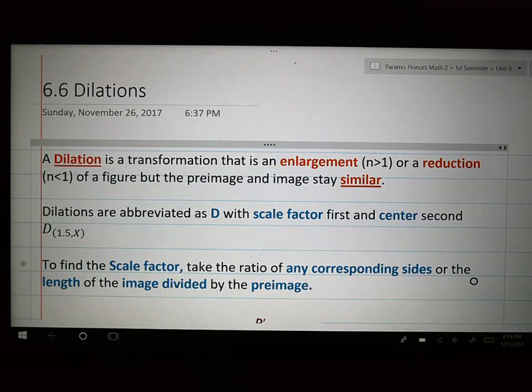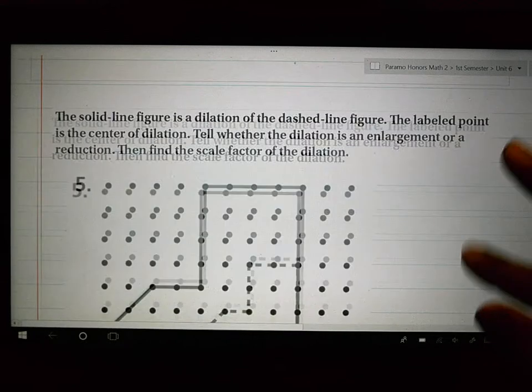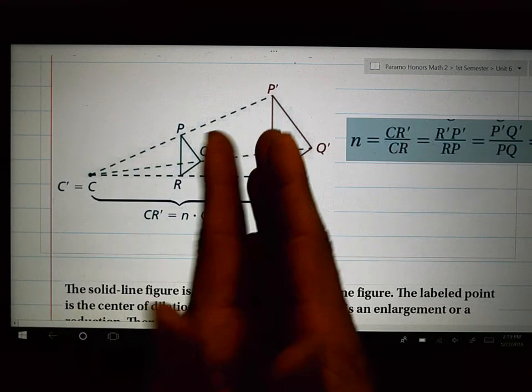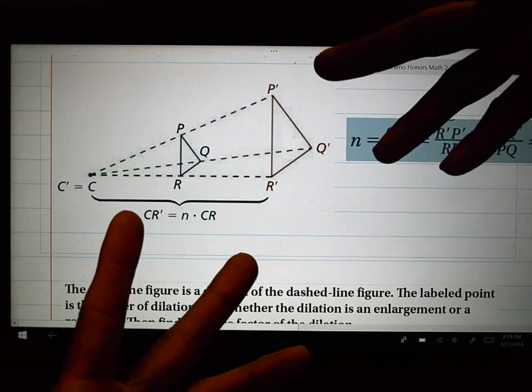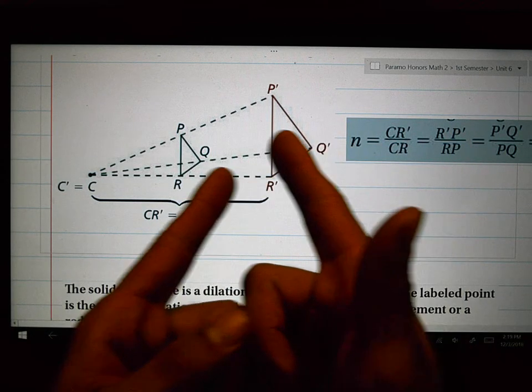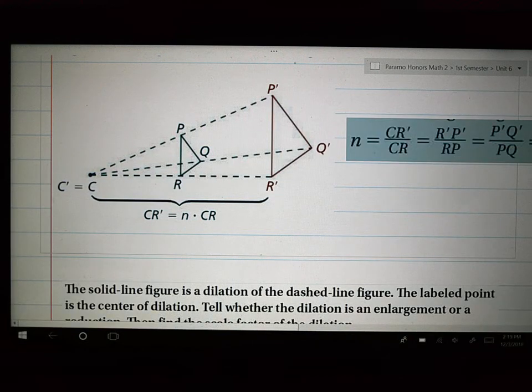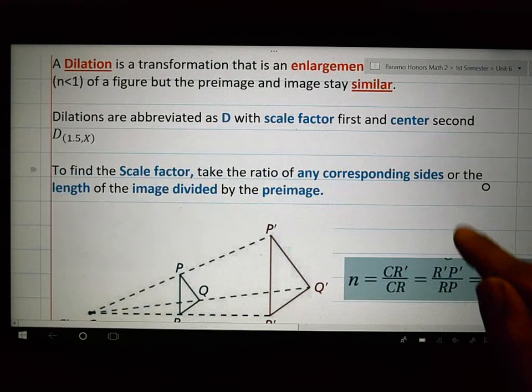6.6 is the last section in Chapter 6. In Chapter 6, if I were to name it anything, I would call it similarity, because anything that's proportional is or are similar to each other. That's the same thing with these dilations. When you have an object that gets dilated or made bigger by a certain scale factor, it is similar to the previous shape, meaning all its angles are still congruent, but their sides are proportional.